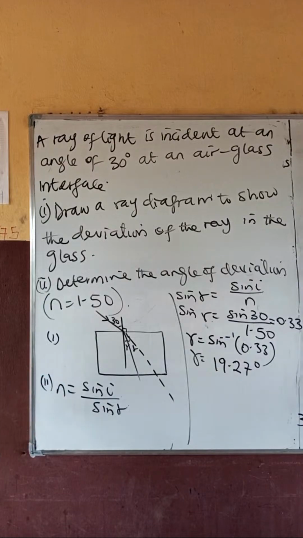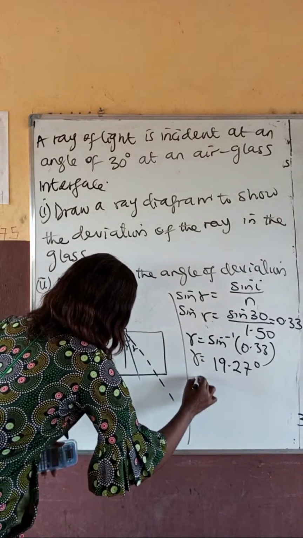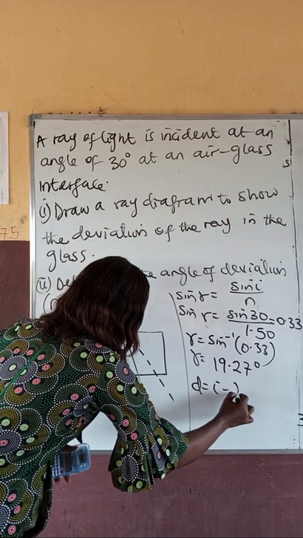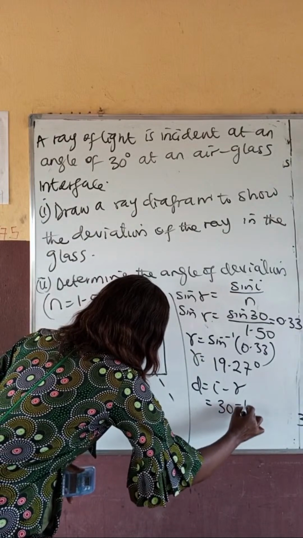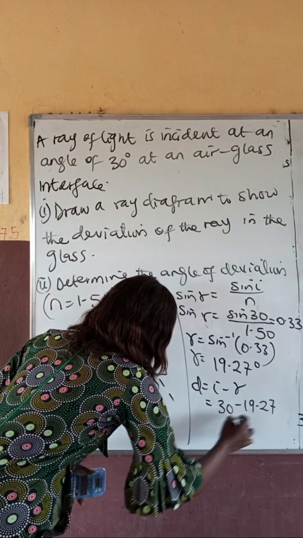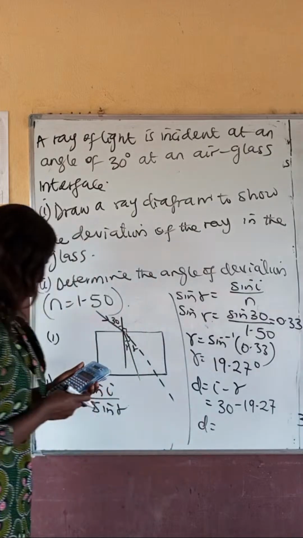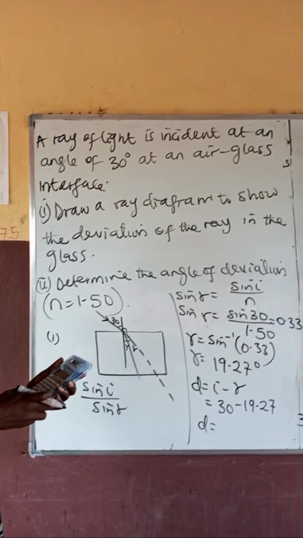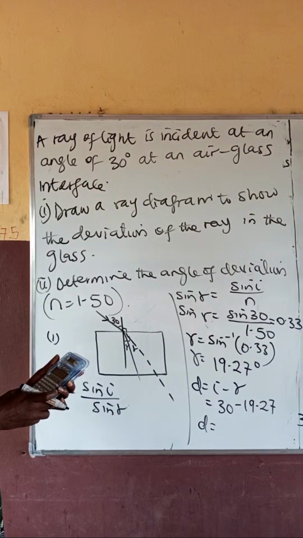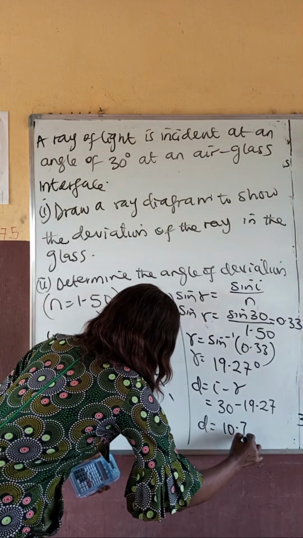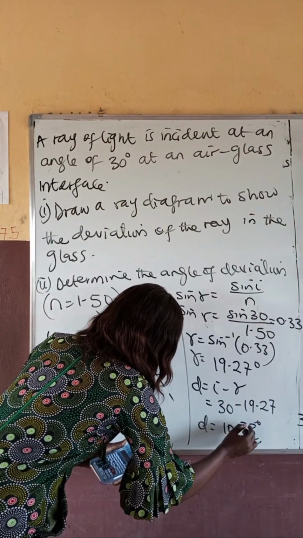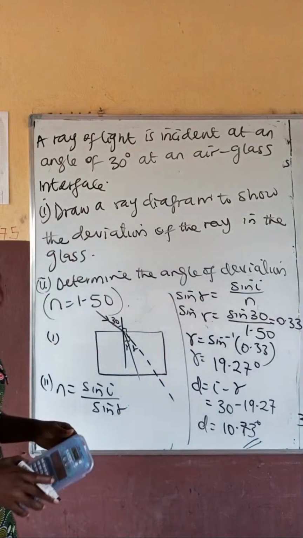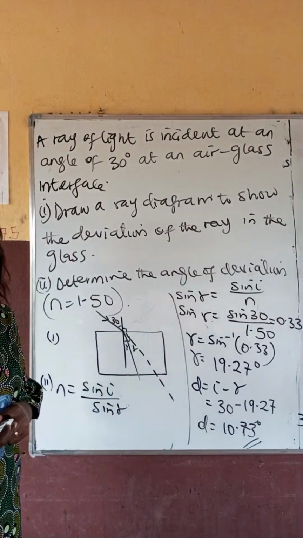So what's the angle of deviation? D is equal to i minus what? r. So my i is 30 minus 19.27. So my answer is going to give me 10.73 degrees. Okay, so this is how to solve this type of problem.